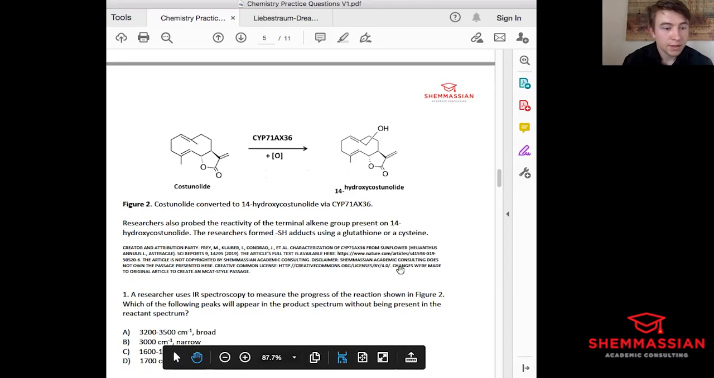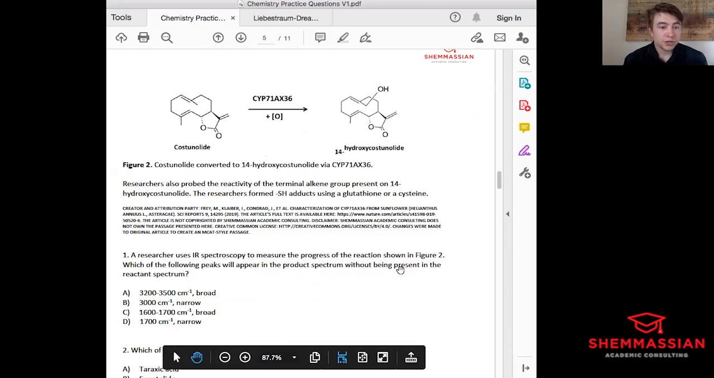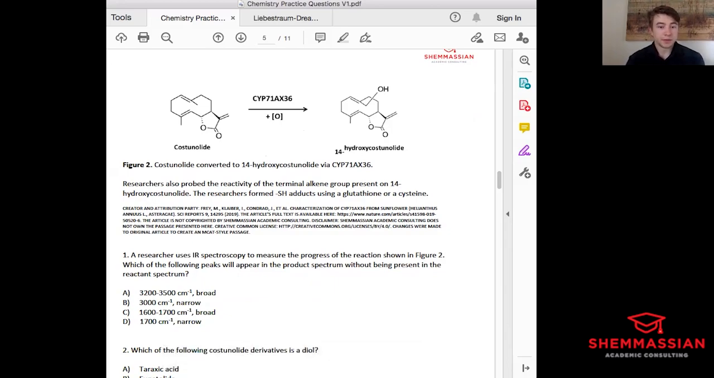Okay. So number one, a researcher uses IR spectroscopy to measure the progress of the reaction shown in figure two. So I'm going to have to go back to figure two. Which of the following peaks will appear in the product spectrum without being present in the reactant spectrum?